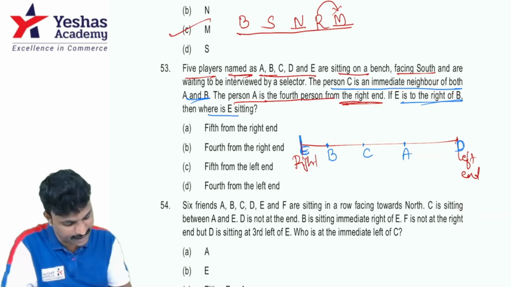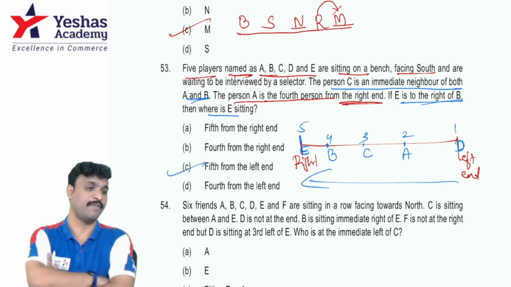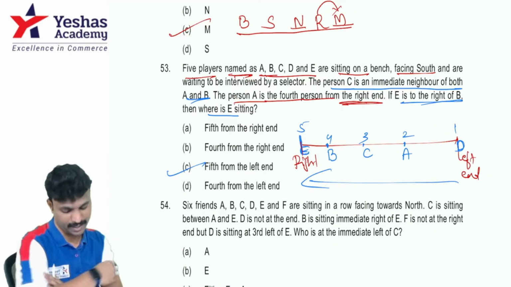Where is E sitting? E is sitting from the left hand first, second, third, fourth, and fifth. Fifth from the left end. Is fifth from the left end.